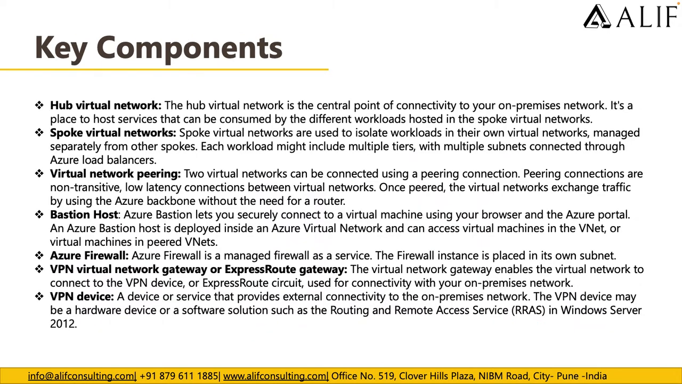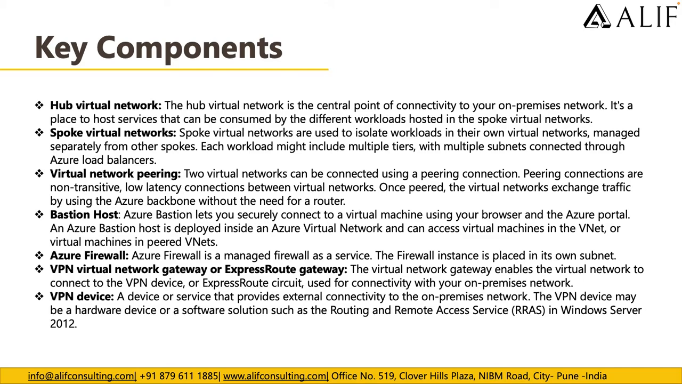Well, what are the key components? The hub network is one of the key components, which is going to have all the shared services and, at the same time, is connecting with the on-premise. The spoke workload is going to have all the spoke virtual machines, and the spokes will be connected to the hub over the peering, and will be able to access all the shared services deployed in the hub network.